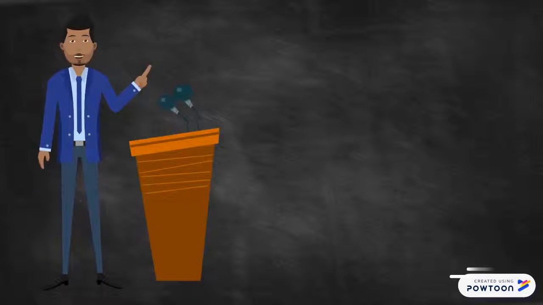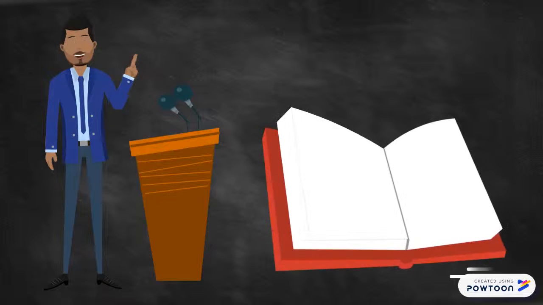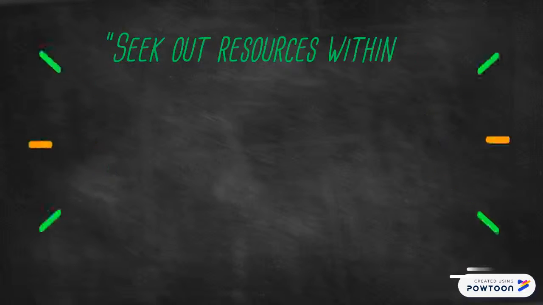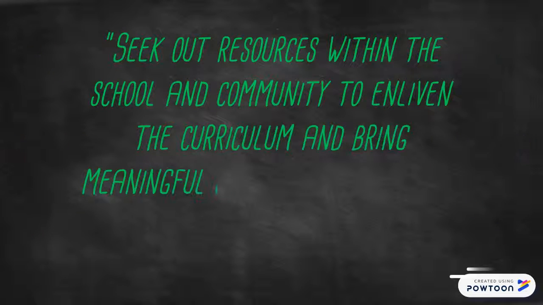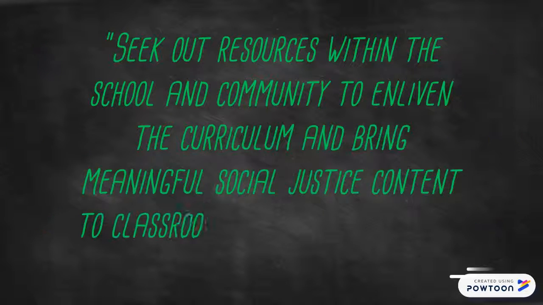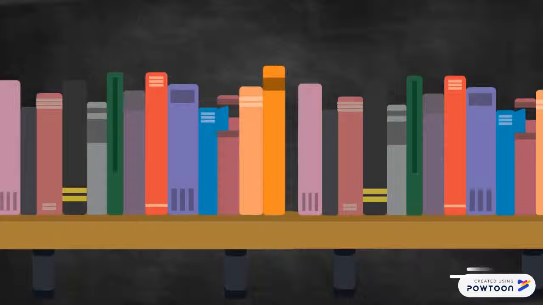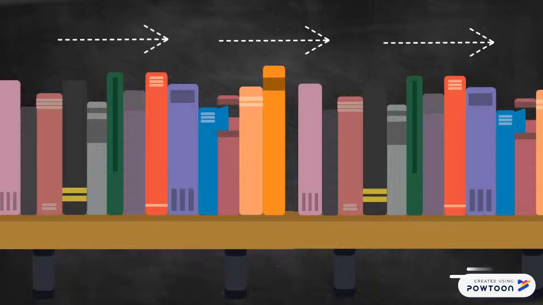We need to learn that teaching for social justice needs to be taught in explicit ways instead of just teaching from a textbook. Wade talks about how we need to, quote, seek out resources within the school and community to enliven the curriculum and bring meaningful social justice content to classroom lessons, end quote. Teaching social studies for social justice also shouldn't just be limited to the social studies subject, but rather should be implemented into every subject and in everyday lessons and activities.